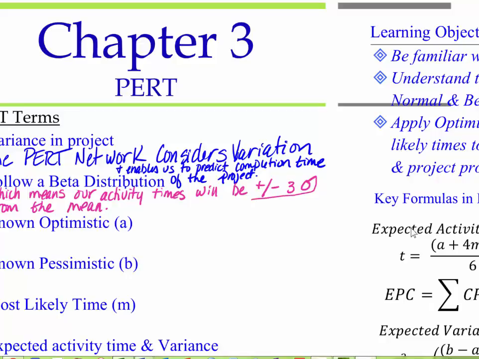Now you'll note that the second one I put in red. I only did that because it was sort of close on the page, and I was trying to distinguish between the variance in the project and the definition for the beta distribution.